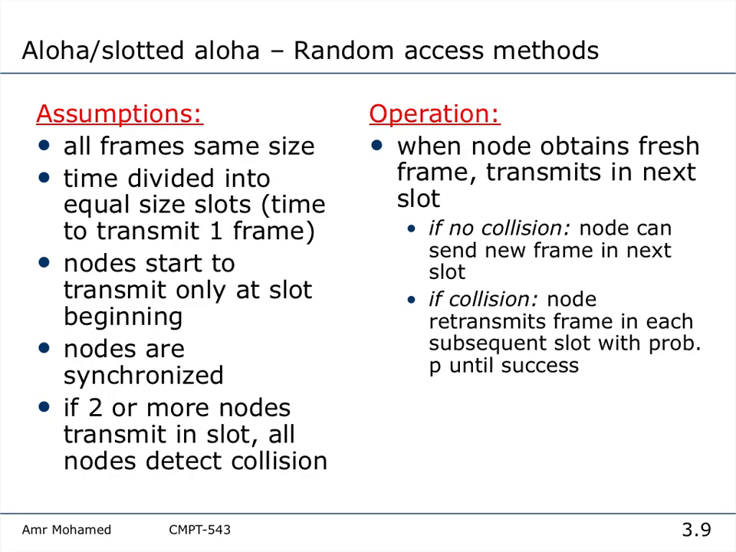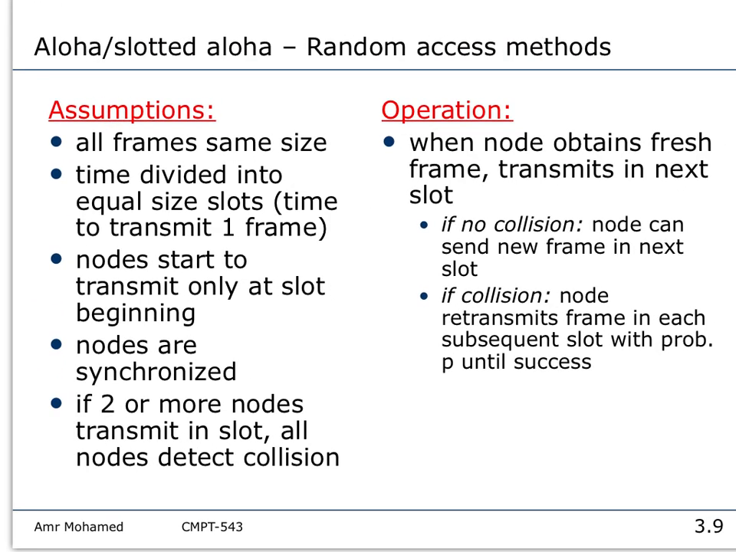So this answers your question again. All frames have equal size, and time is divided into equal size slots. Of course, if I have a bigger frame I can divide it into fixed size slots. A node starts to transmit only at a specific time slot, at the beginning of the time slot, even if it has data. Okay.